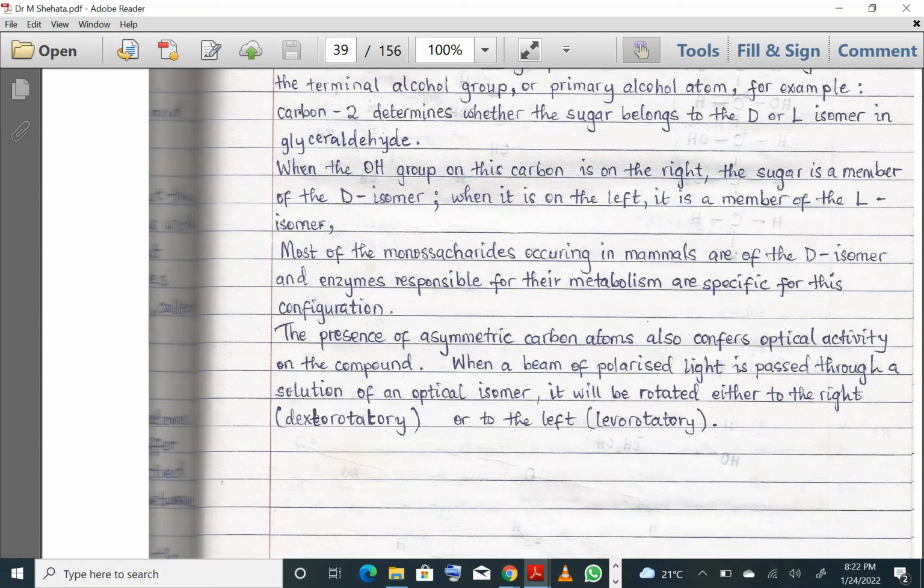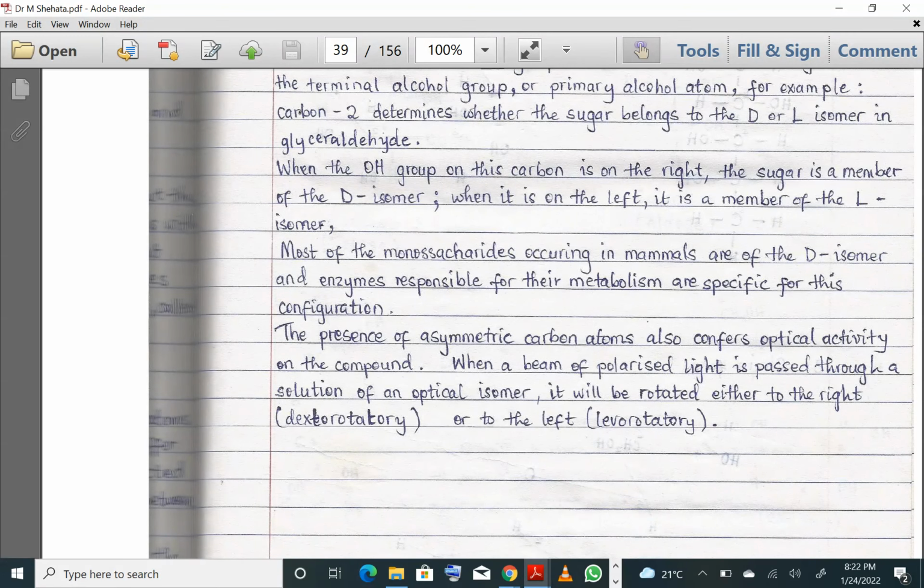Okay, so the presence of asymmetric carbon atoms also confers optical activity to the compound. This is something we'll discuss more in organic chemistry, but just to explain: what happens is that there is this stereoisomerism. When you get these stereoisomers and make a solution out of them, and then pass a beam of polarized light, polarized light is just a special kind of light that you use for this case.